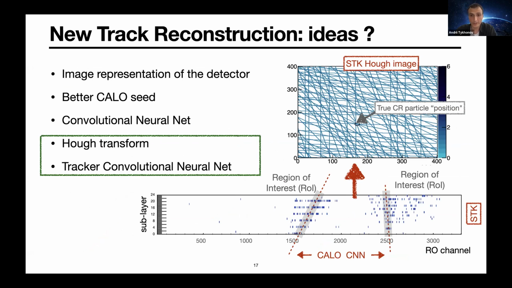Now we can move to the tracker. And here, the approach that we choose is as follows. We take the direction from the calorimeter, we project it onto the tracker, and we define a region of interest, which is in our case plus minus 1 centimeter. We collect hits in the tracker in this region of interest, and we convert it to a Hough image, which you can see on this plot. And then again, we have another convolutional neural net, which we ask to predict the actual primary particle position on the Hough image.